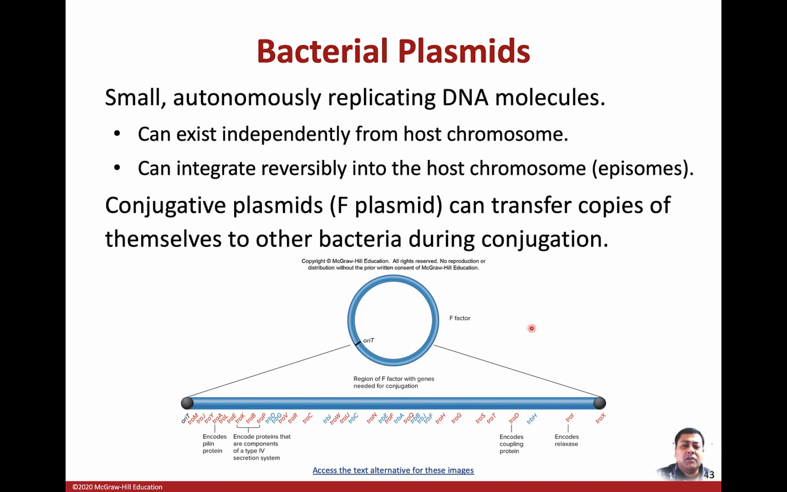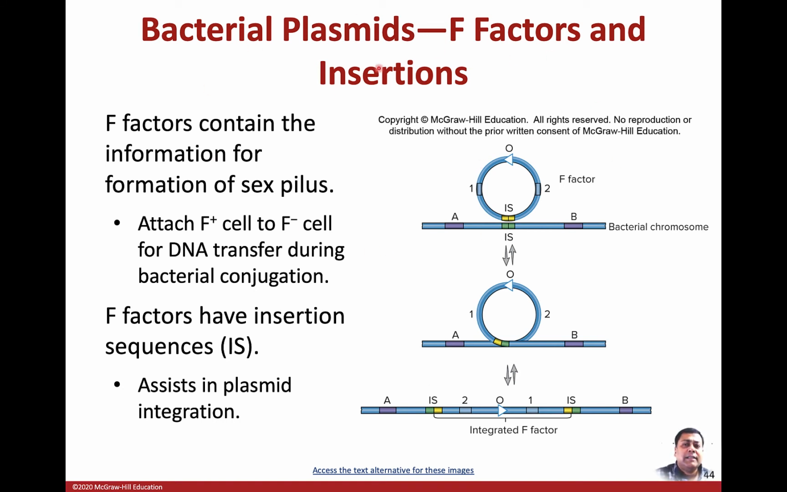So all the factors needed for the conjugation process are present in this F plasmid. If a bacterium contains this F plasmid and is designated F+, that bacterium can transfer the F plasmid to another bacterium, and this is called the fertility factor, as I said. So how can this F factor be inserted? This F factor directs the formation of a sex pilus. It attaches the F+ cells to the F- cells for the DNA transfer during bacterial conjugation, and the F factors have insertion sequences, or IS, and these assist in plasmid integration.